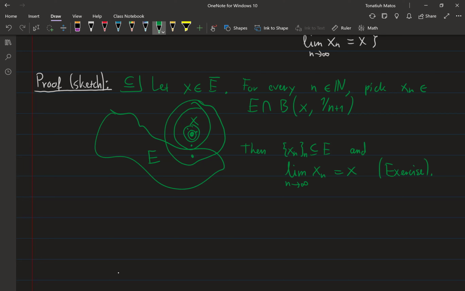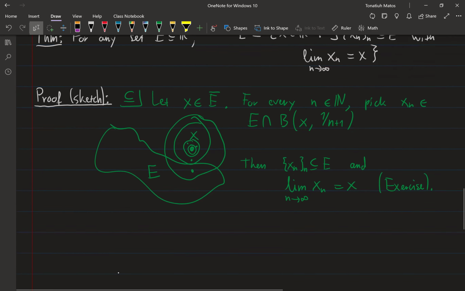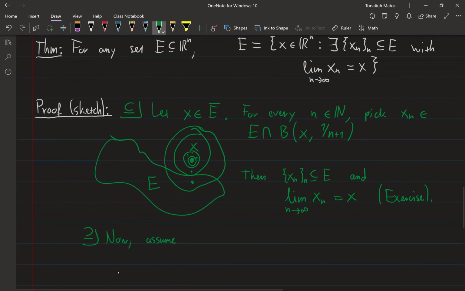So here we're done. This proves that I just constructed a sequence for you whose limit is x. So x is a limit point. I just showed you that every point of closure is a limit point. Let's do the other inclusion. So now we have to take a point in the right set.